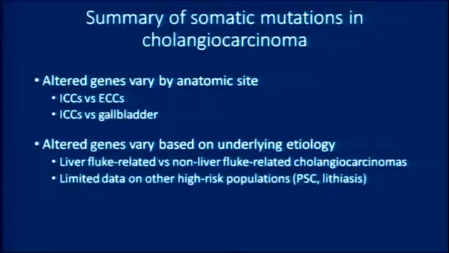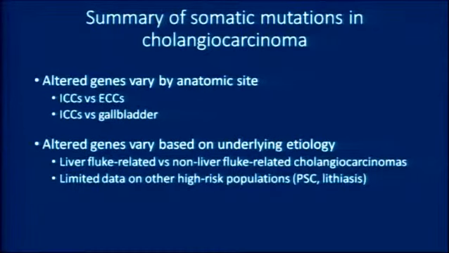As far as the overall genetic landscape of cholangiocarcinoma, we can make some general conclusions. The altered genes do seem to vary by anatomic site. Intrahepatic cholangiocarcinomas have IDH1 and BAP1. Extrahepatic cholangiocarcinomas have P53, KRAS, and SMAD4. And gallbladder cancer, all that we found in our study was P53. They didn't have the IDH1 or the frequent chromatin remodeling mutations.